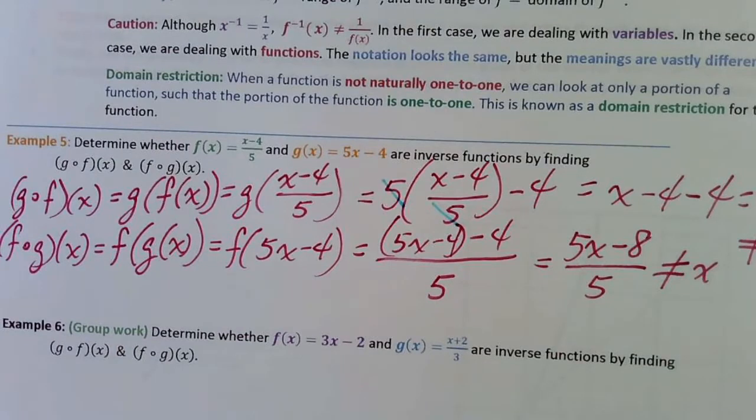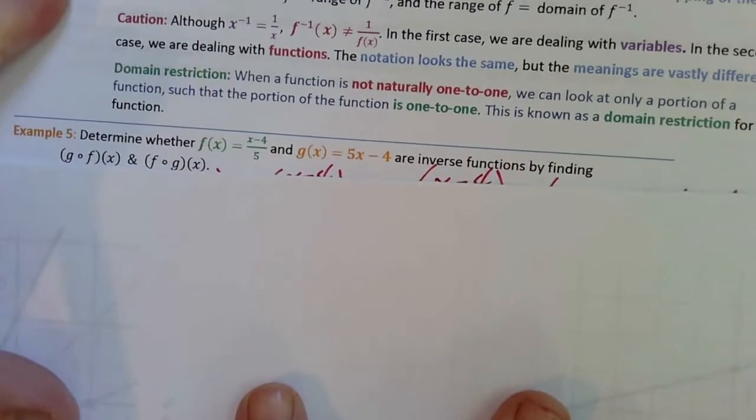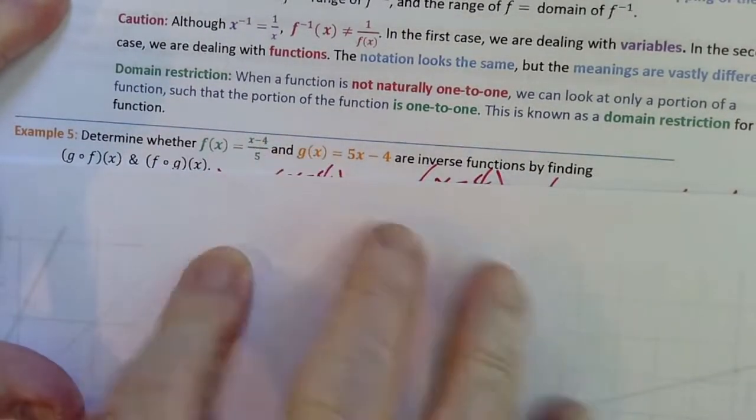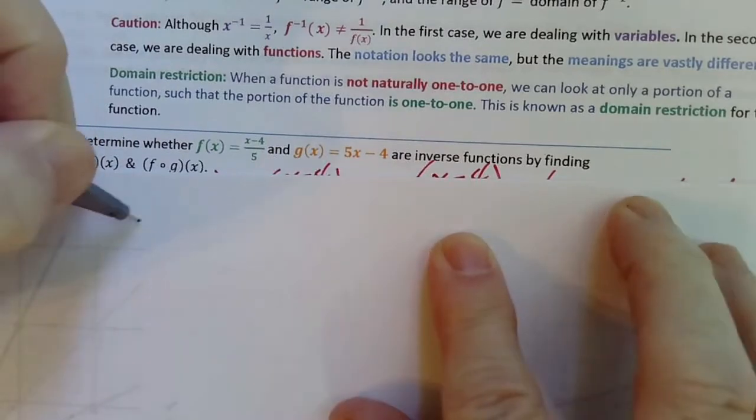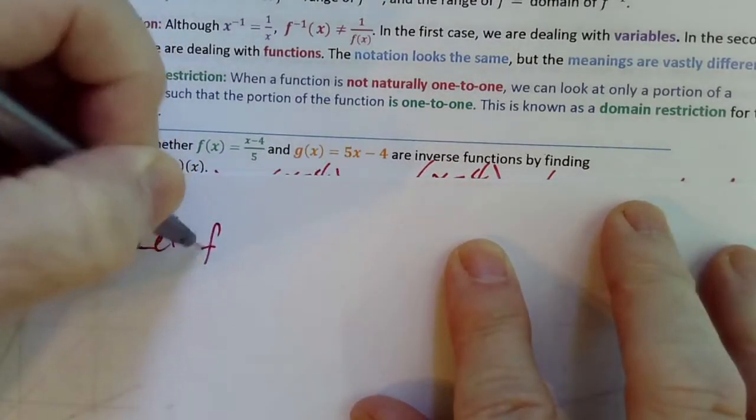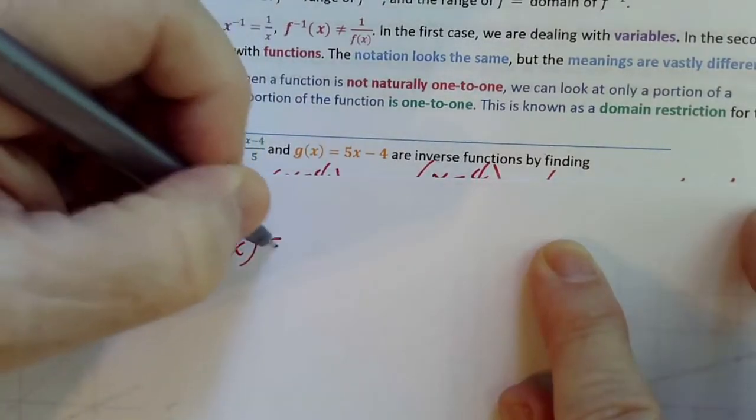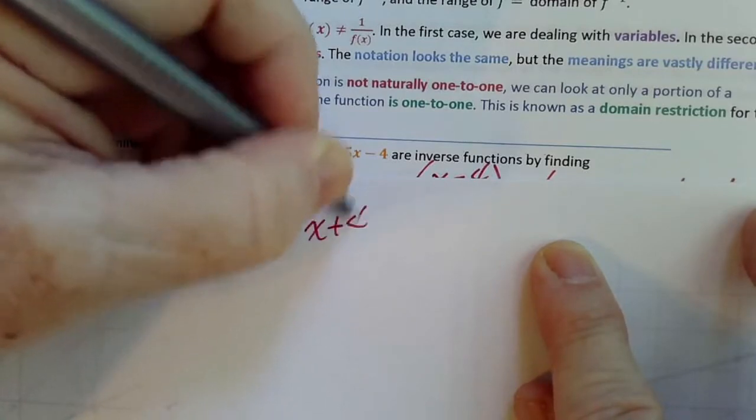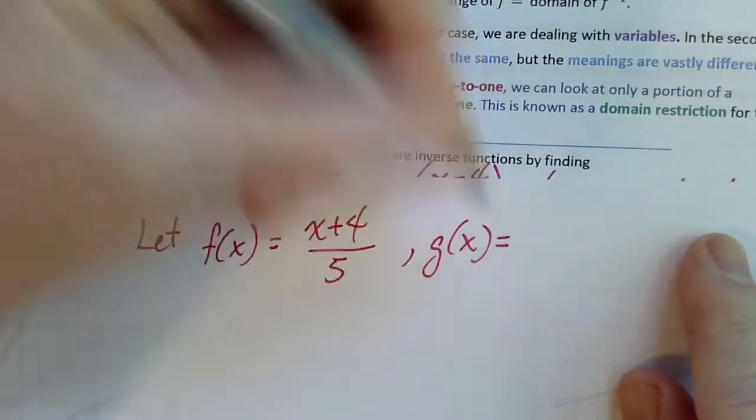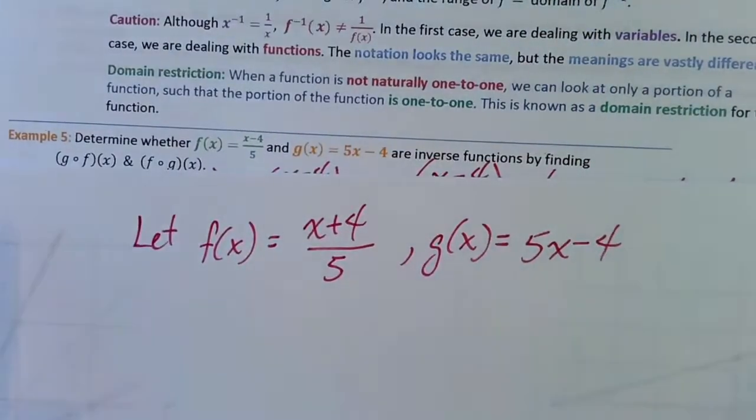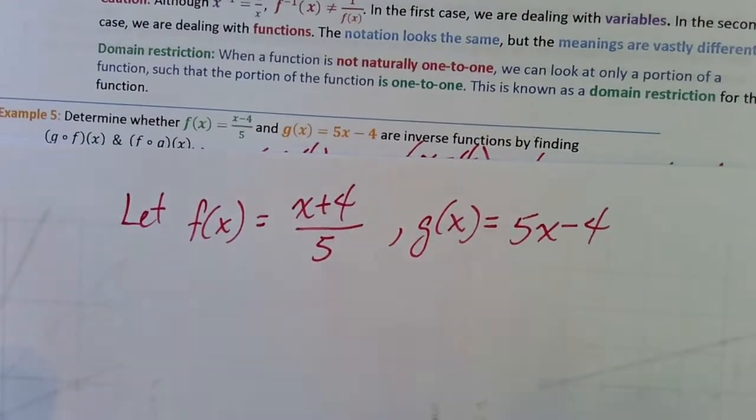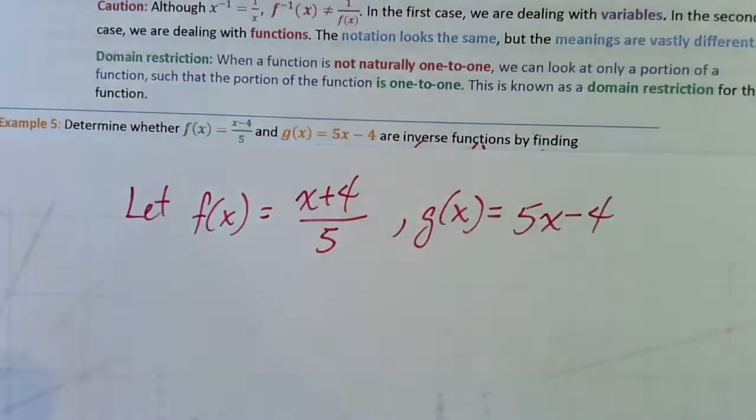Let's notice something. If we change either one of these very slightly, if we let f of x be x plus 4 over 5 and leave g of x as 5x minus 4, then they do indeed undo each other.